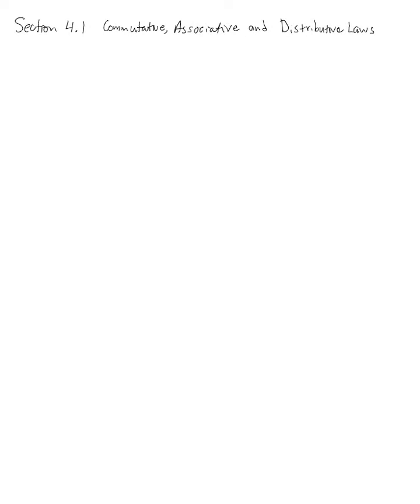Section 4.1, commutative, associative, and distributive laws. This is stuff I know you know. You just might not know the names for it. All right, so let's talk about commutative law first.